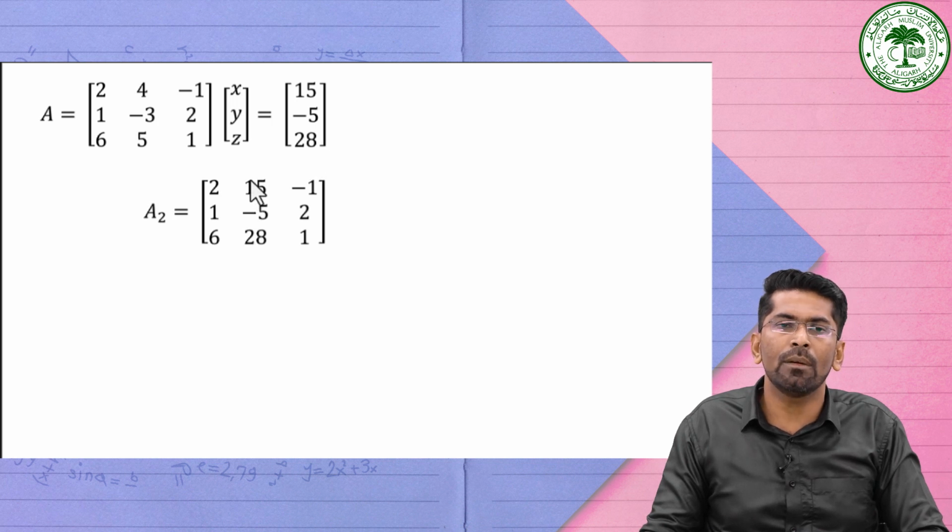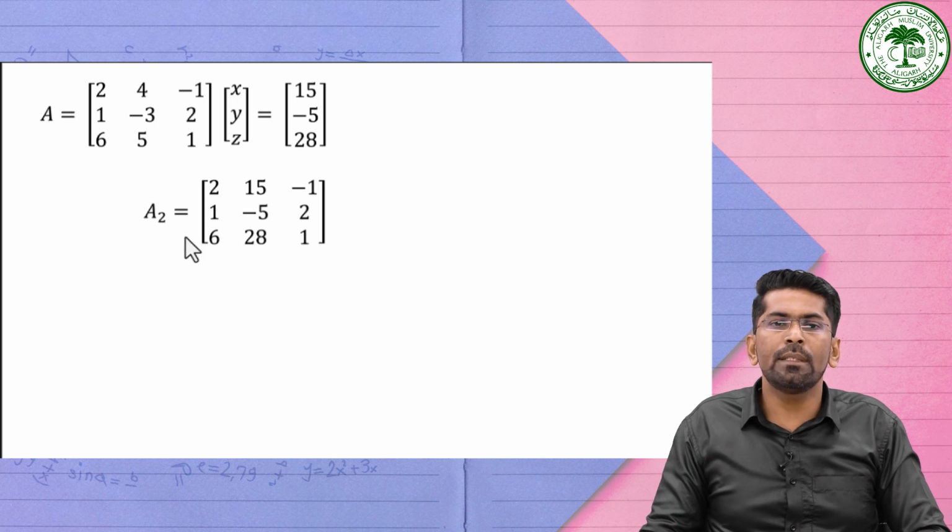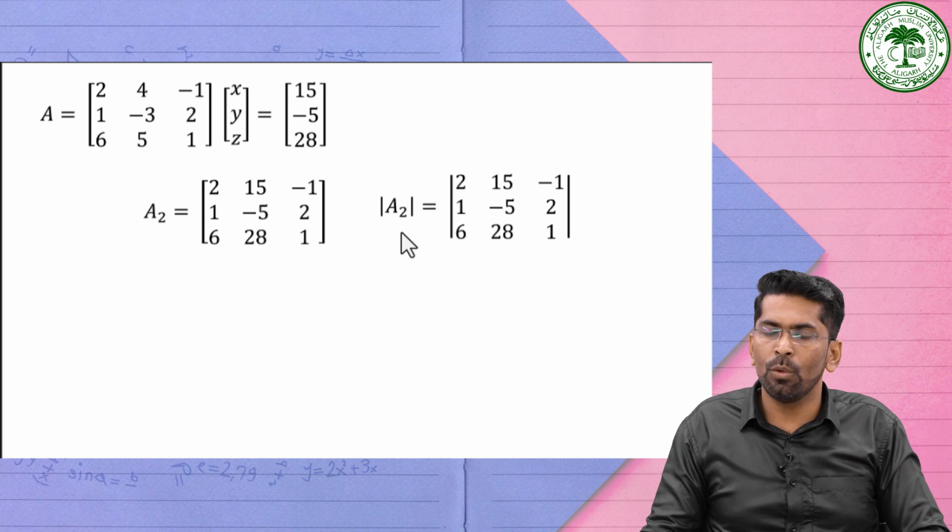So here the second column will be 15, minus 5, 28. And the first column and the third column will be as it is. So this is termed as A2. So we are going to find the determinant value of A2 again.